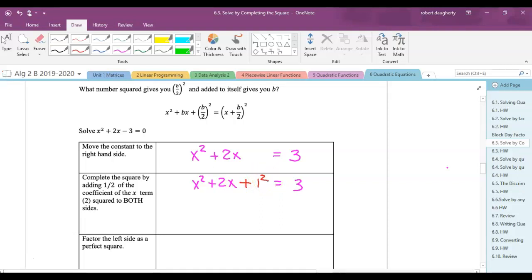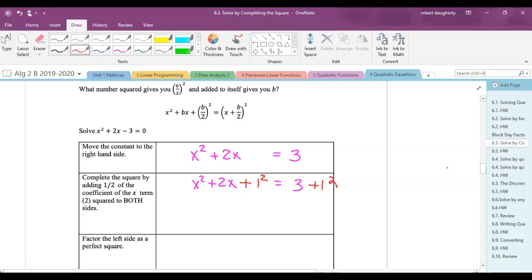Now, if I decide that I just would love to do that on the left side of the equation, what must I also do? I must do it on the right side of the equation. Okay, so what I did was I took half of this number, which is 1, and I squared it. Okay. Now, the left side will factor. Is there a number that you can multiply and get 1 and add and get 2? What numbers multiply to 1 and add to 2? 1 and 1.